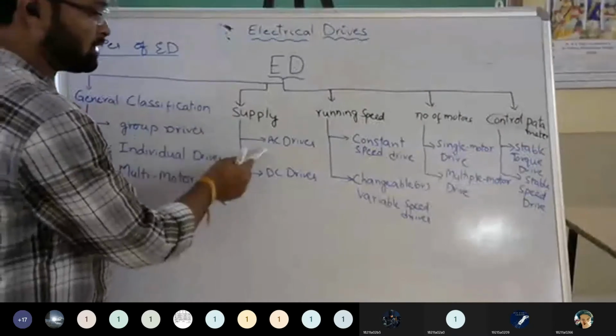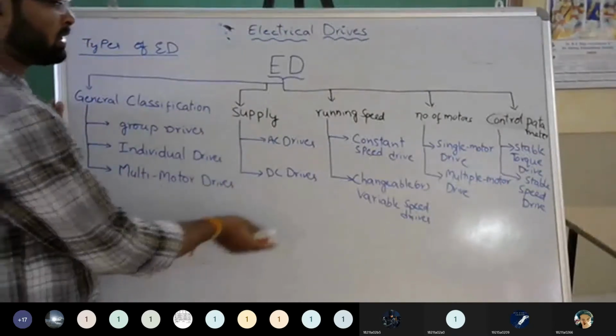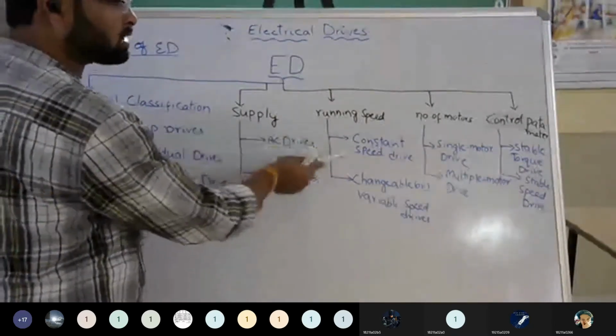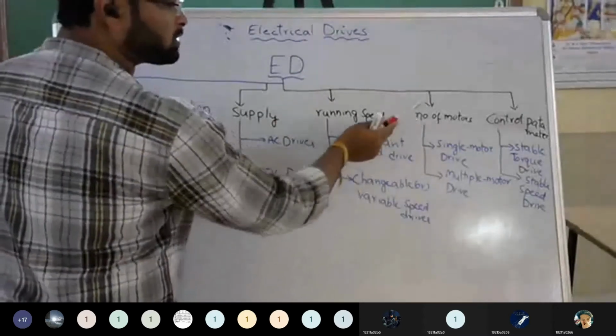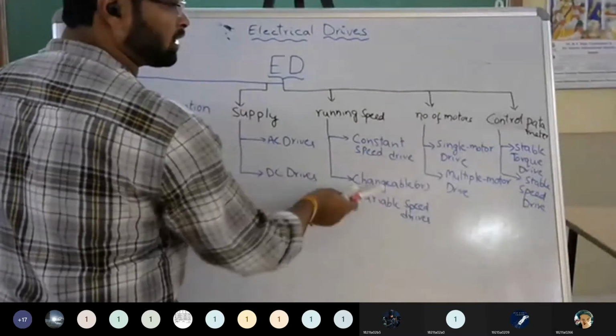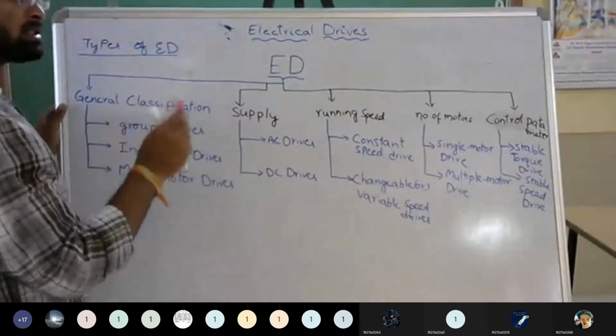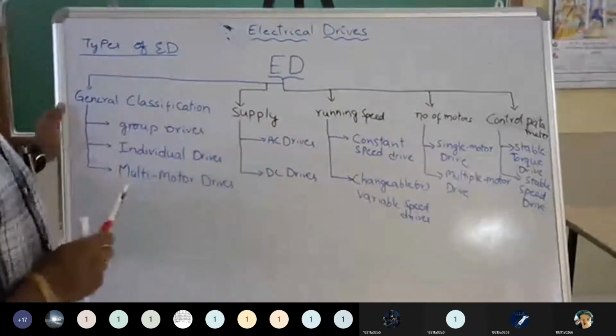And according to the supply, we have AC drives and also DC drives. According to the running speed, constant speed drives and changeable or variable speed drives. According to the number of motors, we have single motor drives and multi-motor drives. According to the control parameters, stable torque drive and stable speed drive.